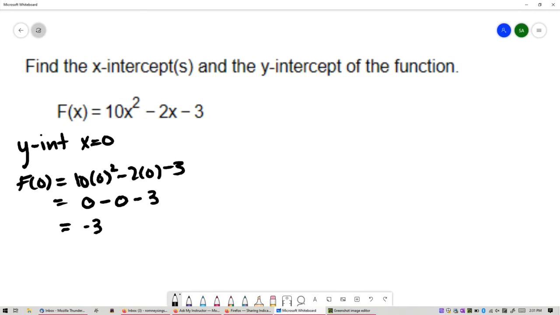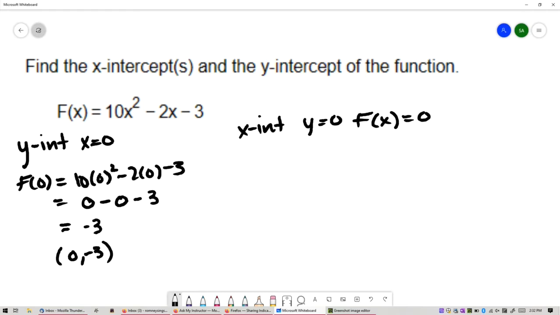So we have a y-intercept at the point 0, negative 3. So then we want to find our x-intercept. To find an x-intercept, we let y equal 0. Our equation doesn't have a y, but it does have an f of x, and f of x is the same thing as y. So we're going to set f of x equal to 0.